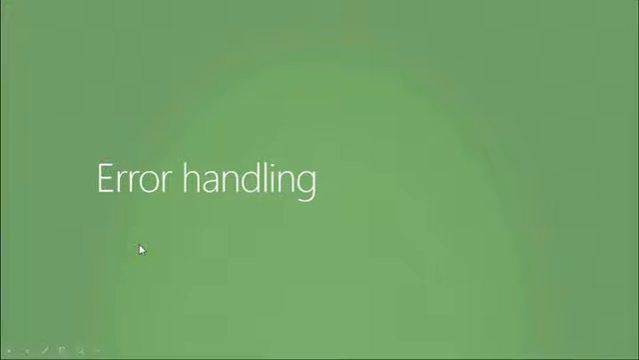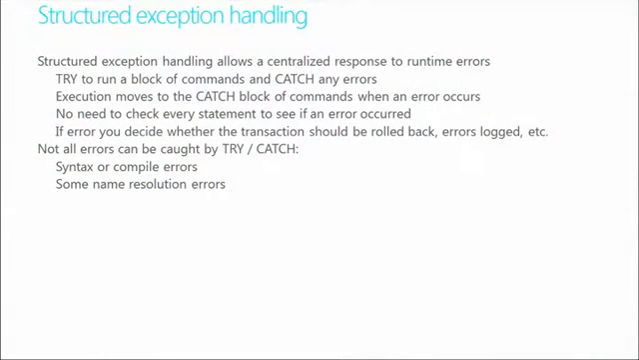We also have, and what we're going to introduce next is error handling, structured exception handling. So what we can do is use the try to run a block of commands, and then we use the catch to catch any errors. So it's called the try catch, obviously. It won't work for everything. So syntax or compile errors won't be caught. Some name resolution errors won't be caught. But what this does, it moves to the catch block of commands when an error does occur.